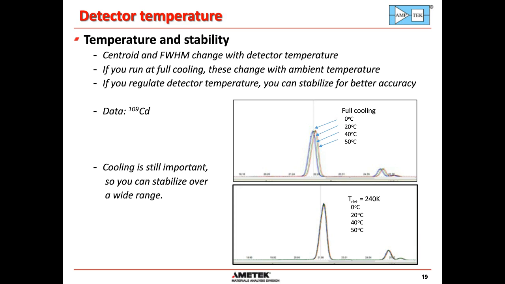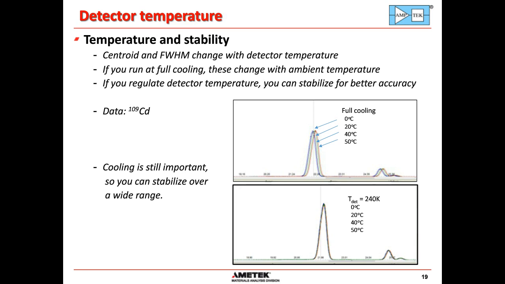If you have the cooling running always at its maximum, you have a problem that affects accuracy or stability. The problem is that the centroid and the resolution of the spectrum will be changing with detector temperature. So if you always run at full cooling and the ambient temperature, your lab temperature, warms or cools, or you take your detector in the field, then you're going to find the centroid and the full width half maximum changing and degrading accuracy. The plot on the top here shows a detector that's run at full cooling as the ambient temperature is raised between 0 and 50 degrees C, and there's a pretty visible shift in the spectrum as the temperature changes.